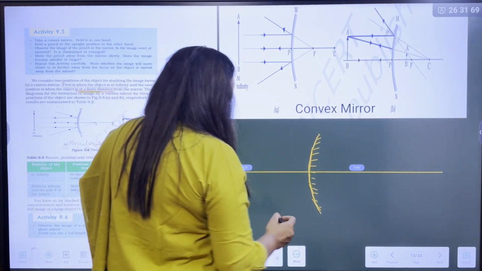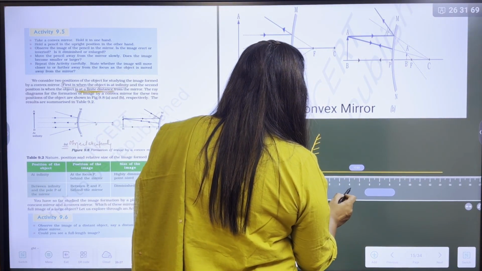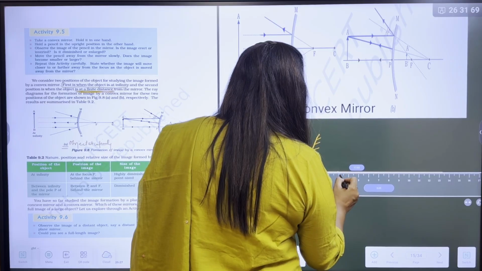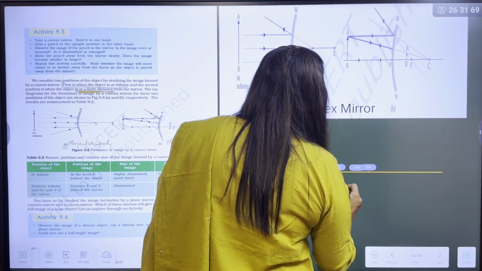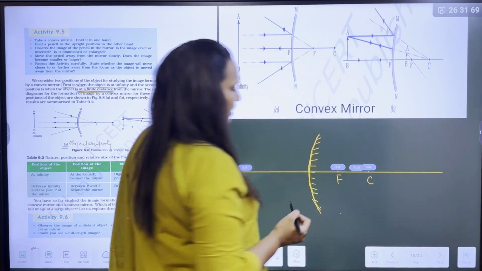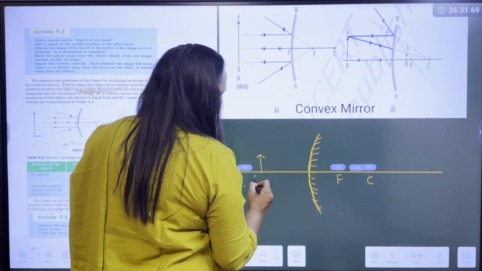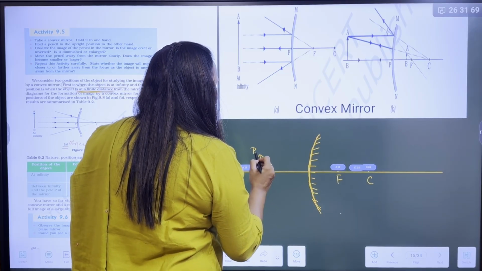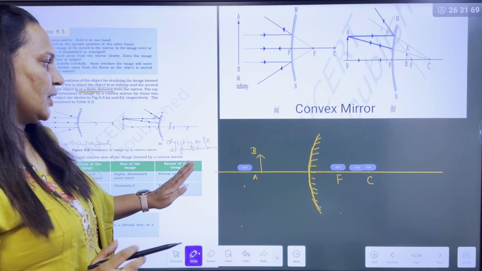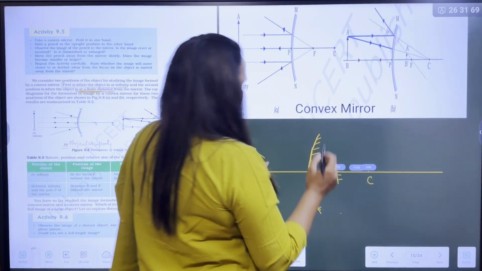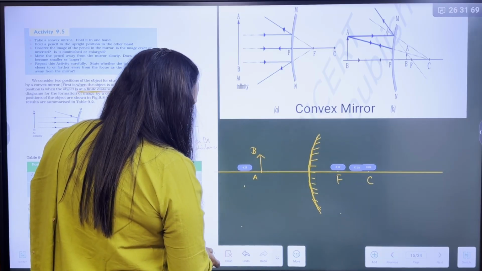Now again take a scale, keep 0 at the pole, at 3 and 6, F and C, right? Object is lying on the principal axis AB. First let me do the first ray diagram when the object is at infinity.